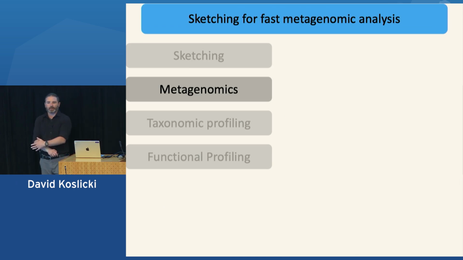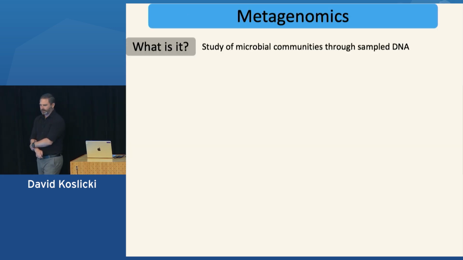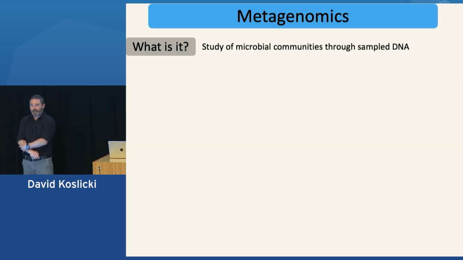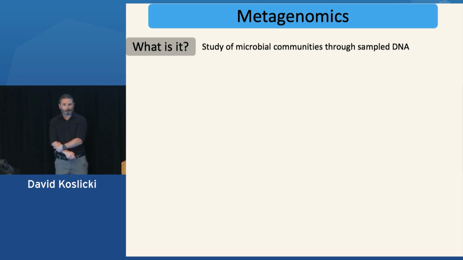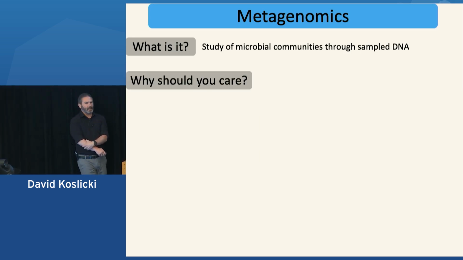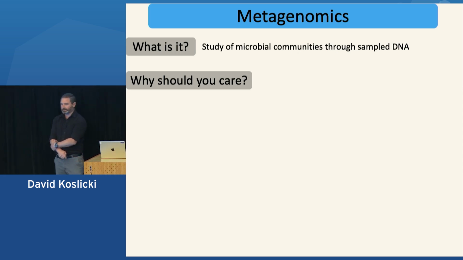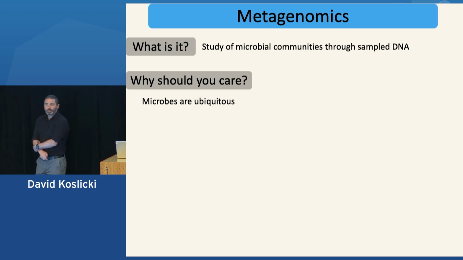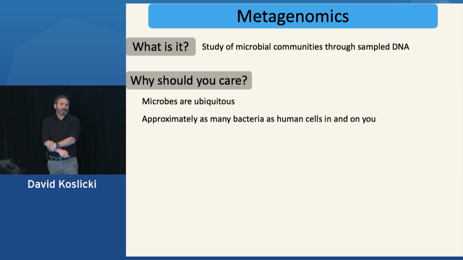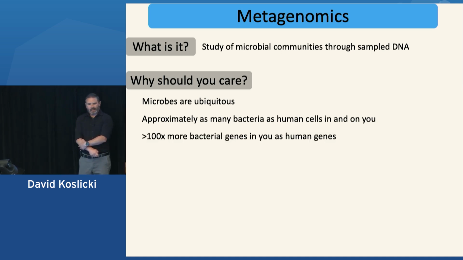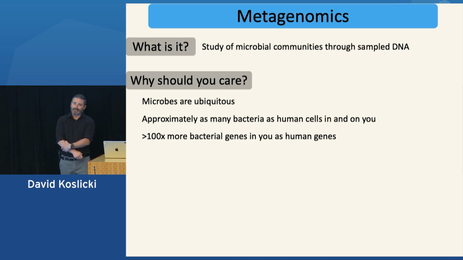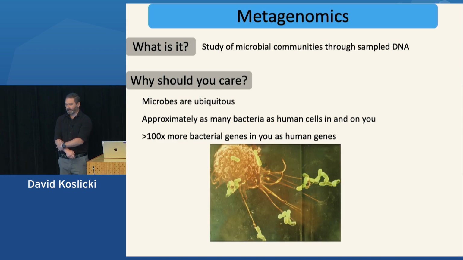Okay, so what is metagenomics? I'm assuming here that not everybody is intimately familiar with metagenomics, so a quick 30-second recap. It's the study of microbial communities through their sampled DNA. Oftentimes, and unfortunately, bacteria dominate metagenomic studies, but let's not forget viruses, fungi, archaea. So why should you care? Microbes are ubiquitous. You're about as much bacteria as you are human when it comes to cell counts. And you're more bacteria if you count the diversity of different genes in and on you.